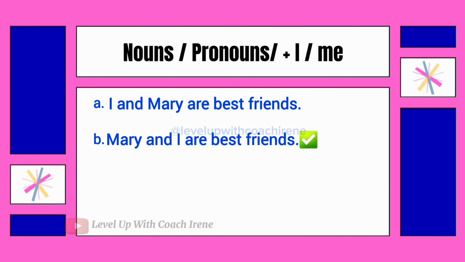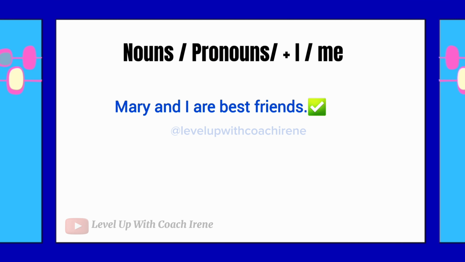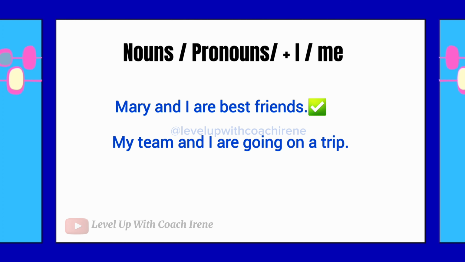The reason is when you put the other person first before you in English, it is more respectful and appropriate. It is also considered ethical. In this sentence, you could also use other nouns or plural nouns. For example, my team and I are going on a trip. It could even be another pronoun, like you and I. For example, you and I are best friends.